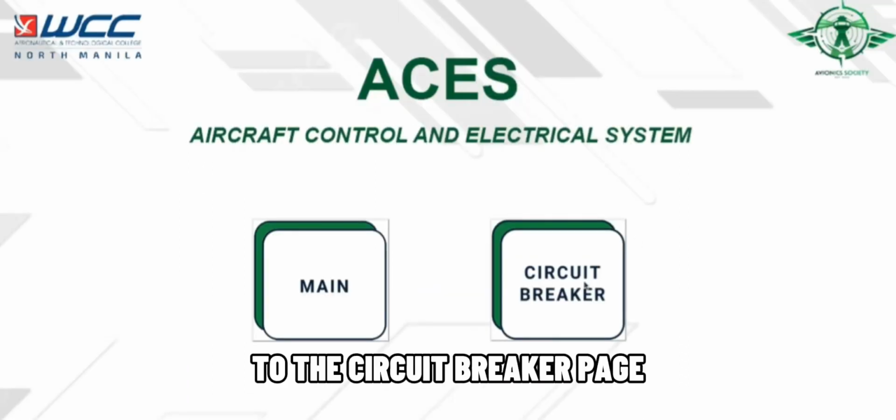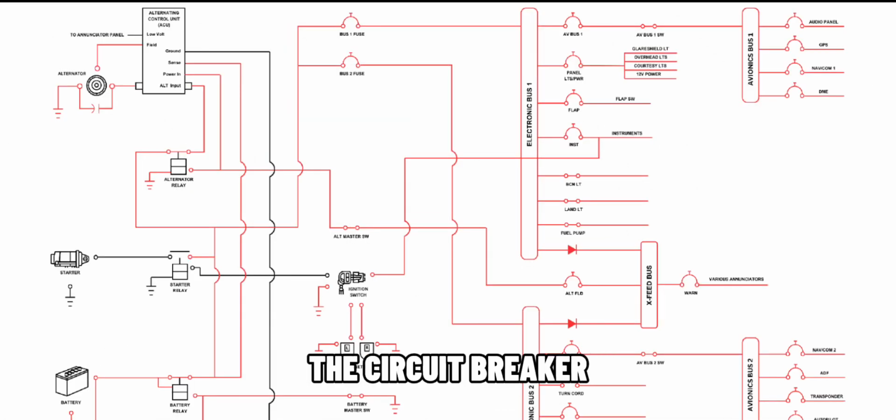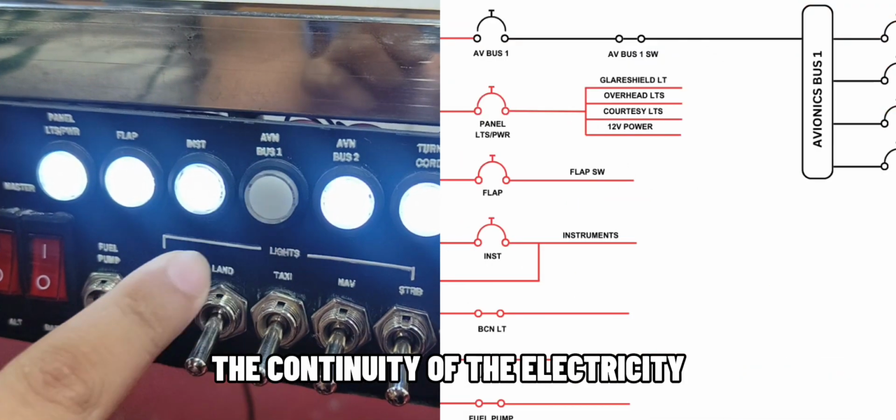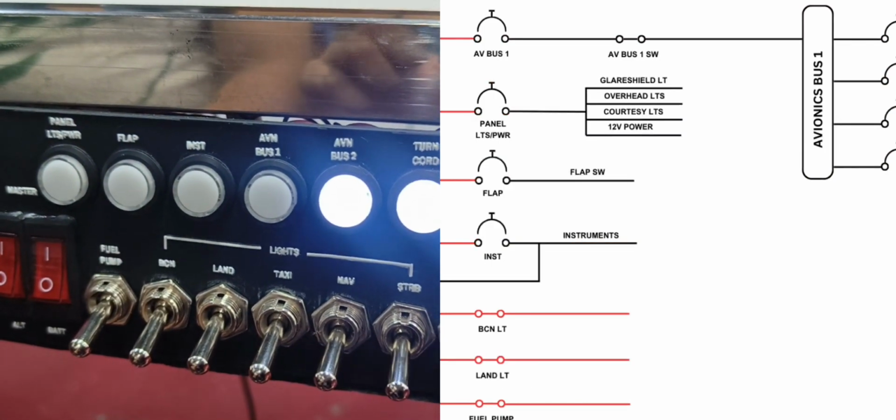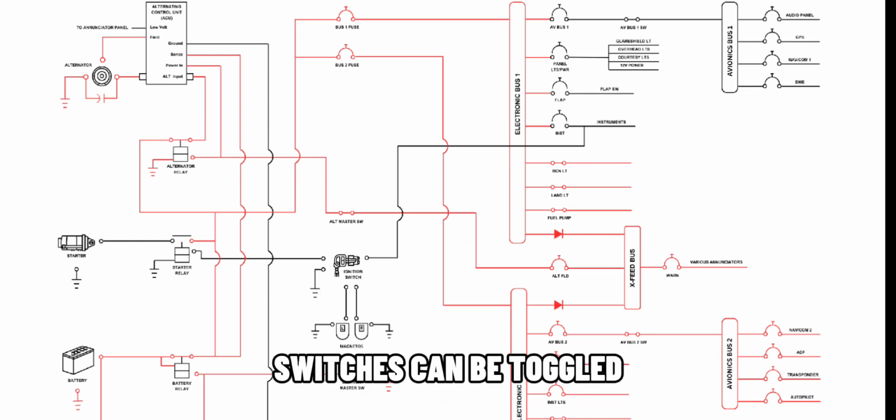Moving on to the circuit breaker page, just like the main page, the circuit breaker also shows the continuity of electricity. The only difference is that on this page, only the circuit breaker switches can be toggled.